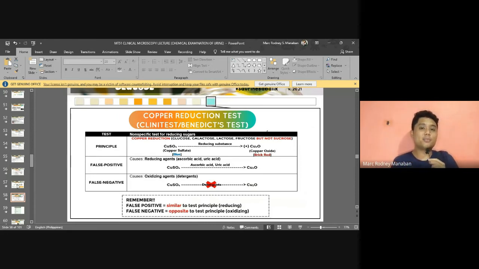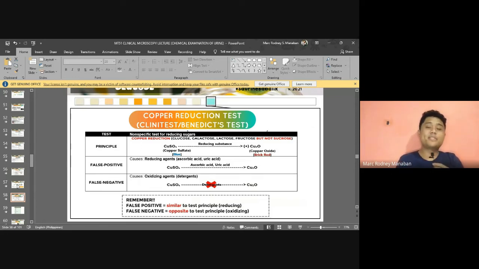So the principle, of course, it follows the principle of reduction. You're reducing sugars, one of them is glucose. It will reduce copper sulfate to cuprous oxide, which is color brick red. Now, false positive, of course, katulad po mga reducing agents such as ascorbic acid and uric acid, because sila ang reduce sa copper sulfate to cuprous oxide instead of glucose. Kaya reducing agent man po sila. Whereas for false negative, mga oxidizing agents, opposite, instead of reducing, ilahang i-oxidize noon. So dili nila ma-reduce ang copper sulfate to cuprous oxide. So take note, dear, cuprous oxide, sorry.